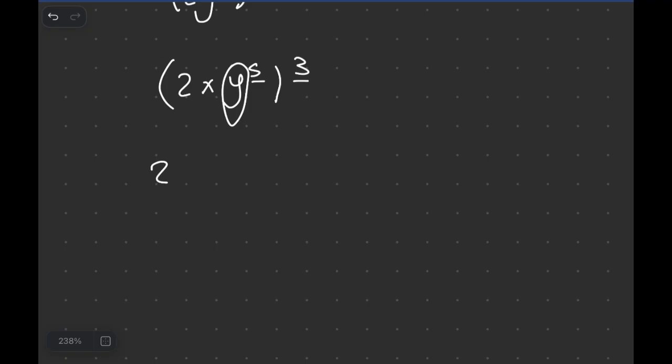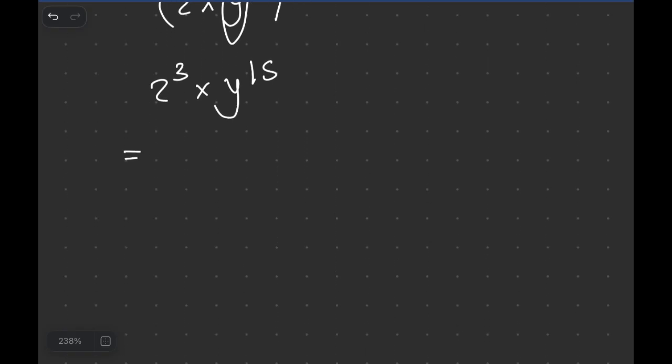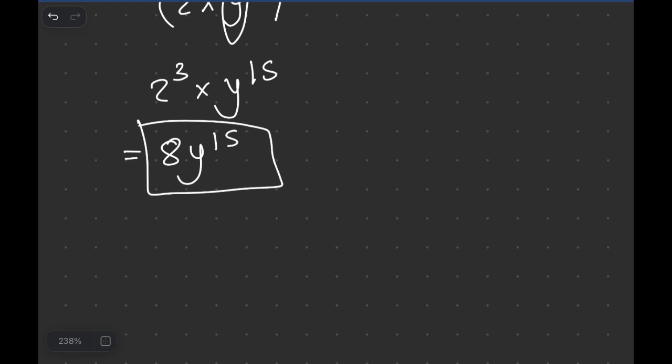So it's actually 2 cubed times y to the 5 times 3, which is 15. Now, 2 cubed is just 2 times 2 times 2, which is 8, y to the 15. And that's your final answer.